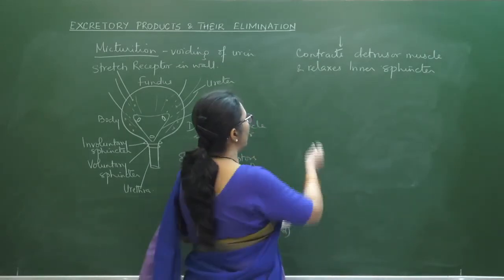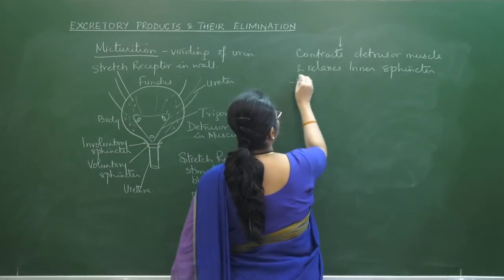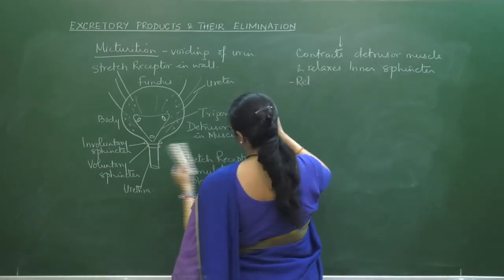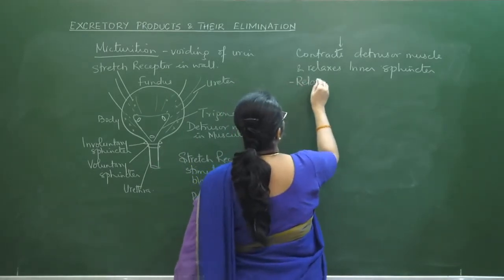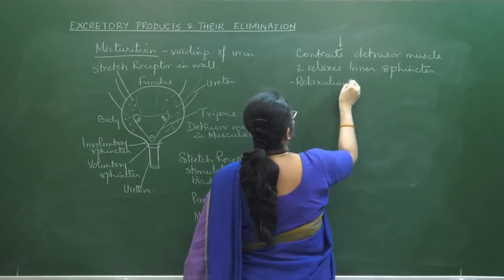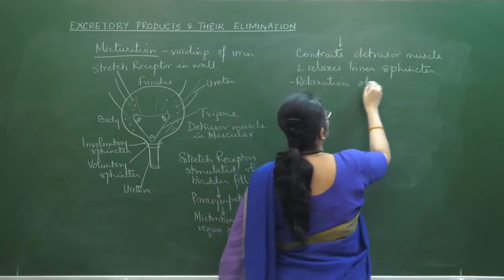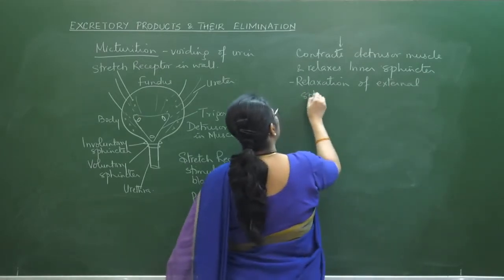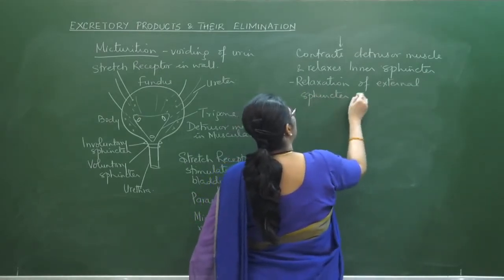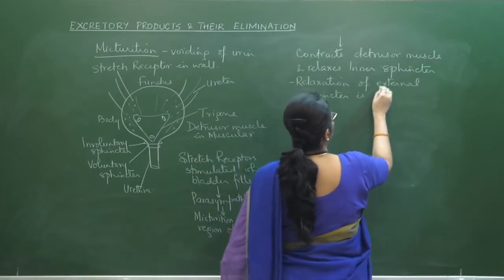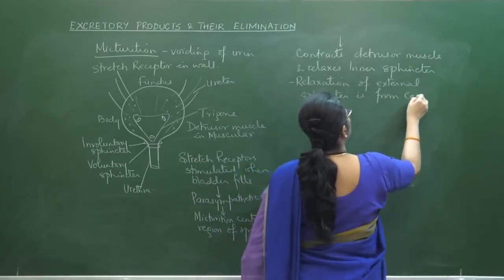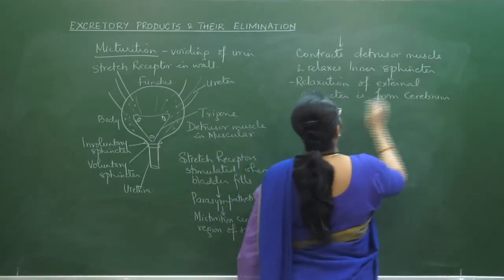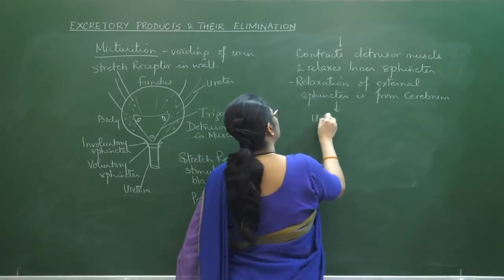So here the relaxation of the external sphincter, or the voluntary sphincter, is from the cerebrum. So relaxation of the external sphincter is from the cerebrum, and now of course the urine is voided.